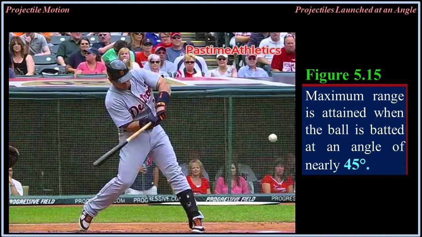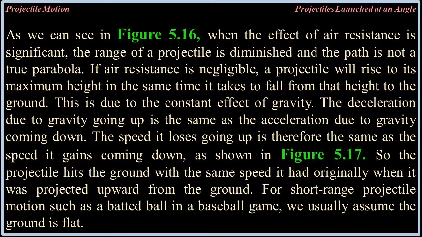Figure 5.15, maximum range is attained when the ball is batted at an angle of nearly 45 degrees. As we can see in figure 5.16, when the effect of air resistance is significant, the range of the projectile is diminished and the path is not a true parabola. If air resistance is negligible, a projectile will rise to its maximum height in the same time it takes to fall from that height to the ground.